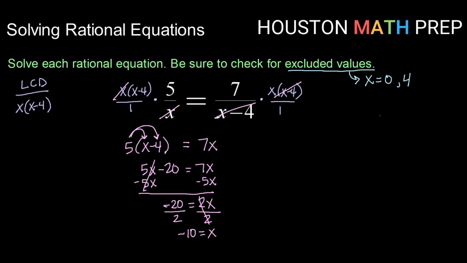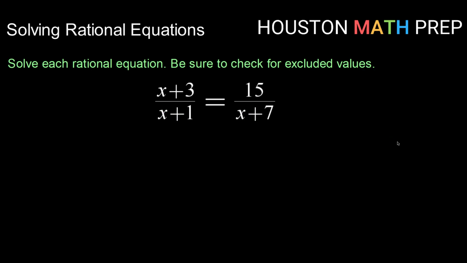Before we box that up, go ahead and check it against our excluded values. The only excluded values we had were 0 and 4, so negative 10 is a solution. All right, one more in this video. Checking out x plus 3 over x plus 1 equals 15 over x plus 7.